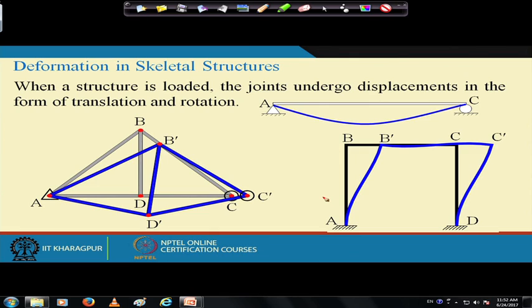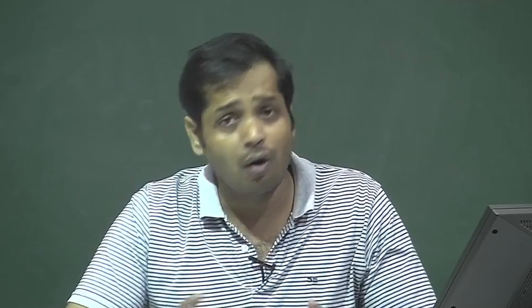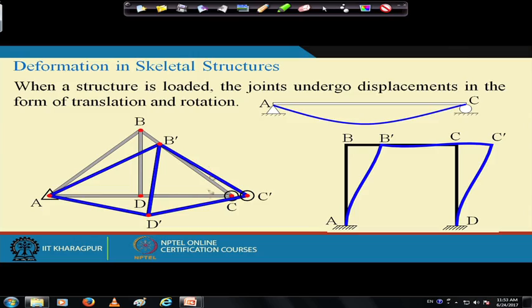So, what happens when a skeletal structure is subjected to any kind of load? Their joints, in this case A, B, C, D, undergo deformation, either in the form of translation or rotation or both. For instance, in this case it is only translation, but in many other cases it could be only rotation. In the beam case it is joints A and C. Joint A has only rotation; joint C is a roller support, so it can rotate and it can translate in this direction as well. So, it is rotation plus translation.